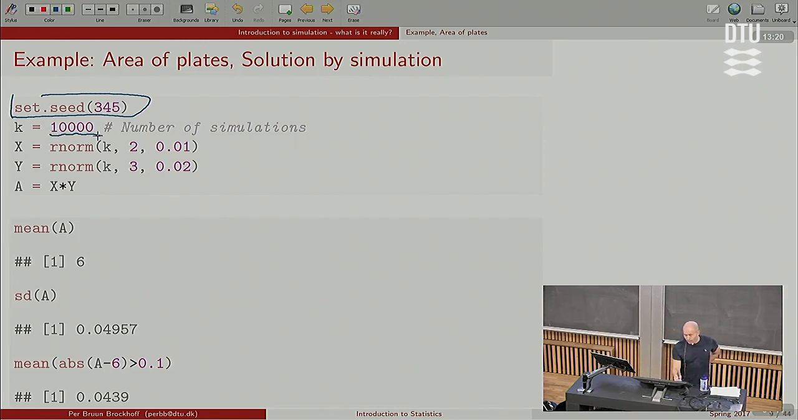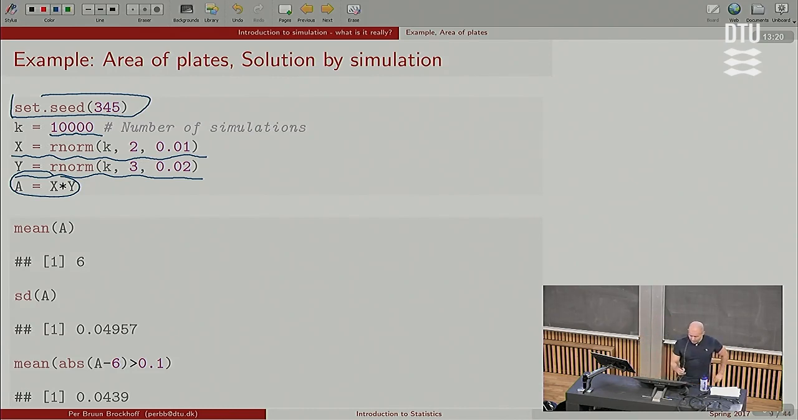I decide on the size of my simulation exercise. Let's make it large. So start with 1,000, 10,000, and then try to make it larger until the computer gets tired. Then I simulate 10,000 lengths and 10,000 widths. And then I compute 10,000 areas. And then I look at how they appear. And by looking at how they appear, I have the full story with all the precision that I need or that I have the time to wait for the computer to give me.